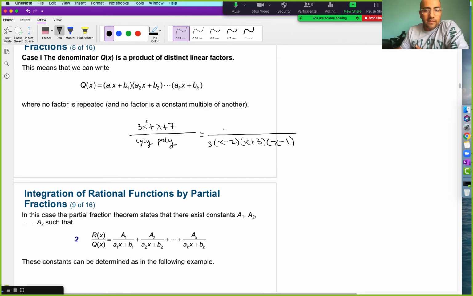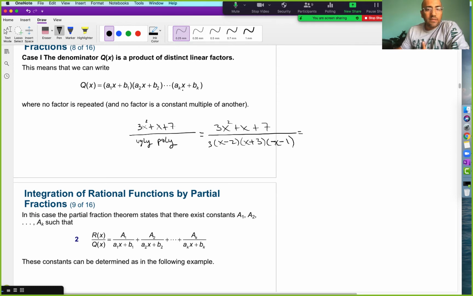Okay, so let's say that it factors into this. These are distinct linear factors, right? They're linear and they're all different, right? There's no repeats. And then we keep the same denominator, x to the second power plus x plus 7.